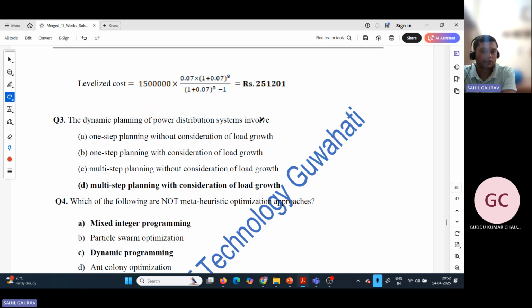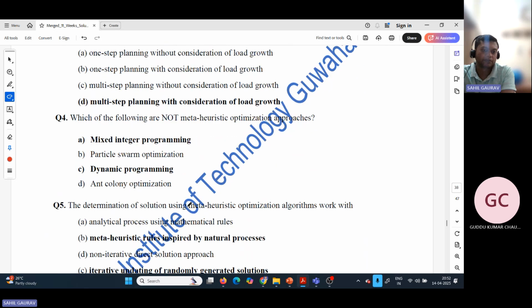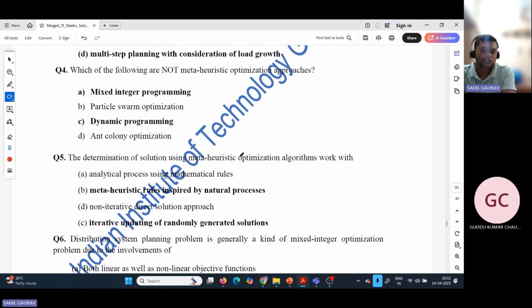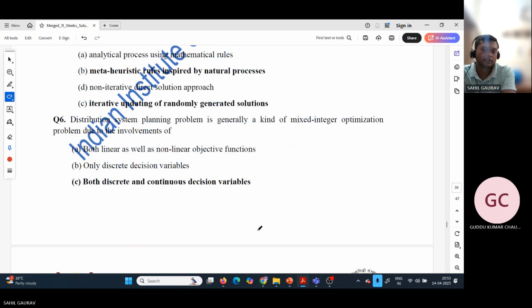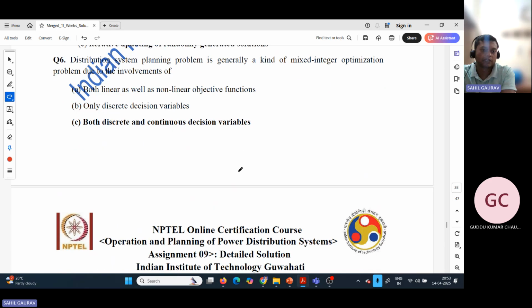Now the dynamic planning of power distribution system involves multi-step planning with consideration of load growth. Which of these is not a meta-heuristic optimization approach? Mixed integer programming and dynamic programming are not meta-heuristic optimization; these are mathematical based approaches. Meta-heuristic optimization works with rules inspired by nature and iterative updating of randomly generated solutions. Mixed integer contains both discrete and continuous decision variables.